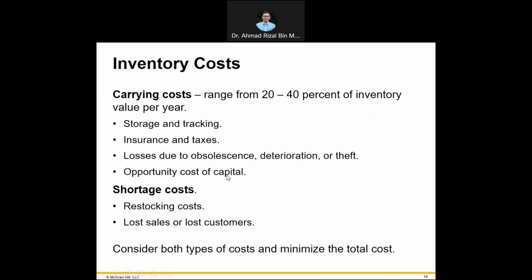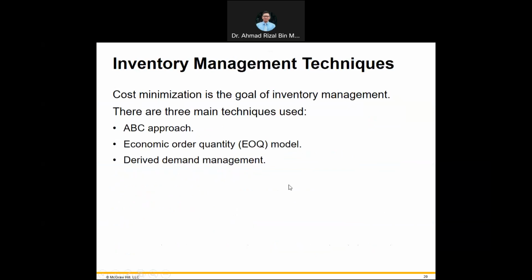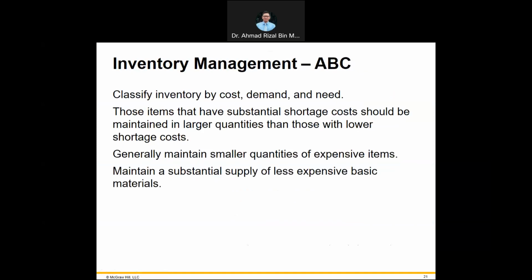So you need to restock, or even worse, you lose sales to customers due to shortage, right? That's why we have to consider both types of cost. Now, in order to minimize the inventory cost involved in inventory management, we have several techniques or approaches. We have the ABC approach, EOQ, and derived demand management, such as MRP or JIT, just in time. As I said, you have learned this in operations management.